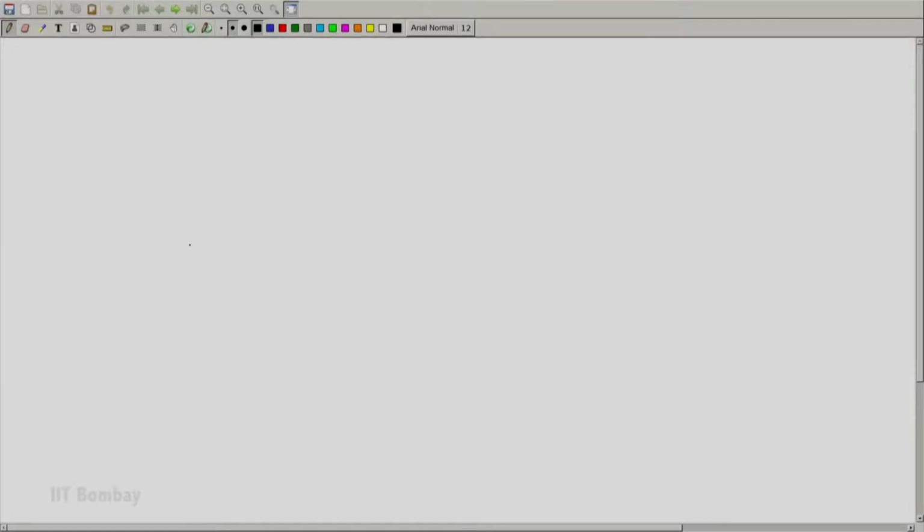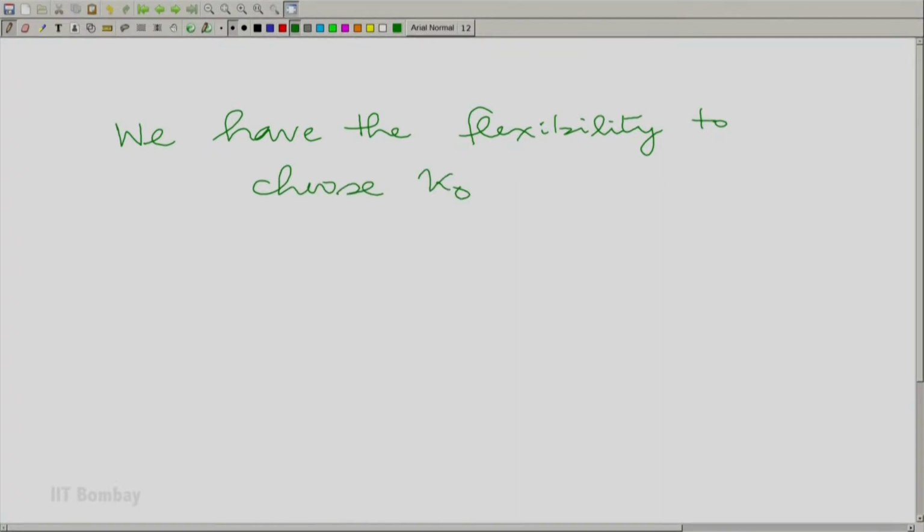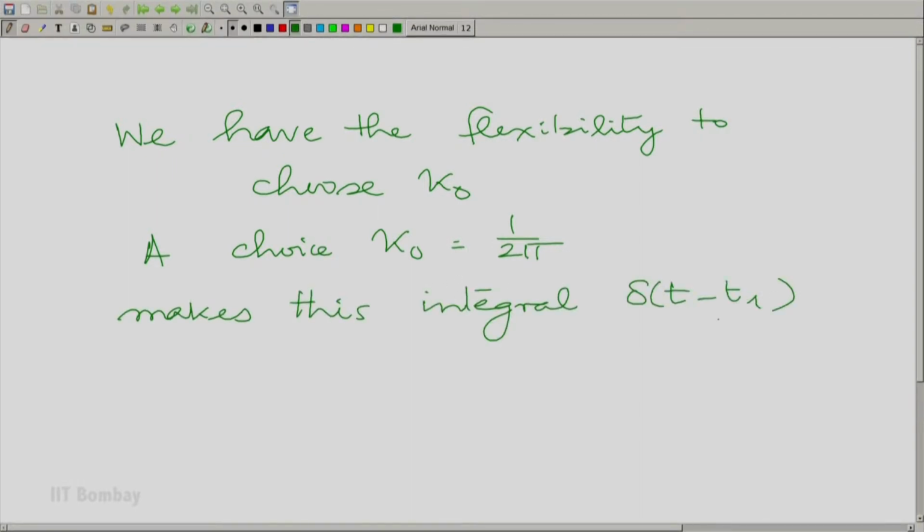So, the whole situation here is that we are reaching a situation where all the area starts getting concentrated around the center, t minus t1 equal to 0, and we have the flexibility. Here we have the flexibility to choose kappa 0. In fact, a choice of kappa 0 equal to 1 by 2 pi makes this asymptotically an impulse, delta of t minus t1, as omega 1 tends to infinity.